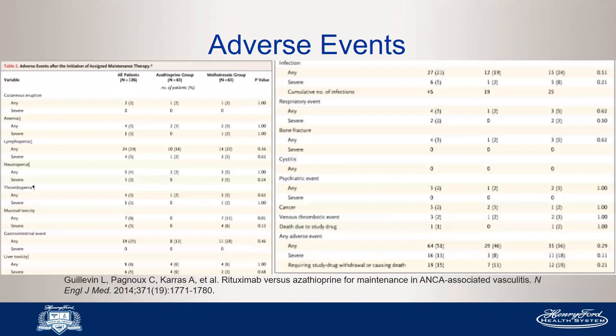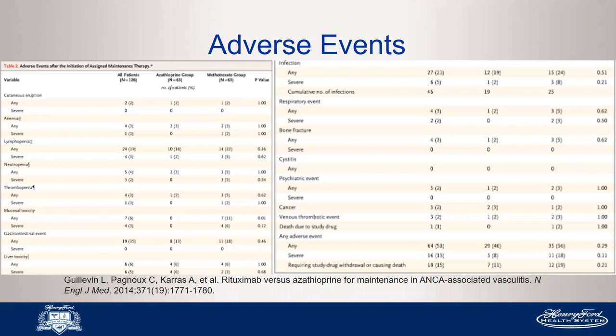These are the adverse effects. With the adverse effects, I think patients on methotrexate had slightly more mucosal toxicity, mucosal adverse effects. Yeah, so it appeared similar from the adverse effect standpoint. Their working theory was that methotrexate might have a better toxicity profile than azathioprine, which was not the case in this study.